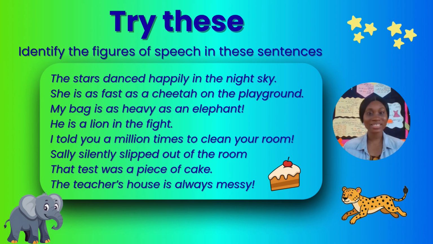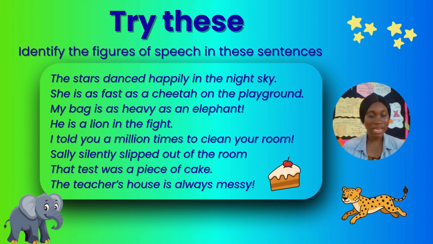She is as fast as a cheetah on the playground. Telling you how fast she is, so I'm comparing her to a cheetah using the word as. What kind of figure of speech is that? My bag is as heavy as an elephant. I'm exaggerating. Even if my bag is heavy, it cannot be as heavy as an elephant. Do you know how heavy an elephant is? So that's an exaggeration. What kind of figure of speech is that?